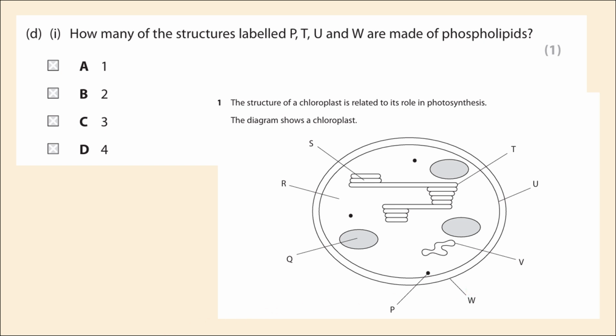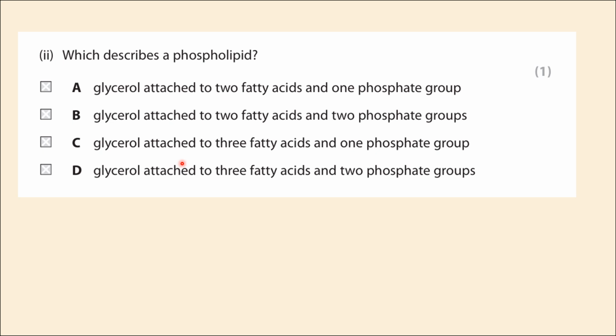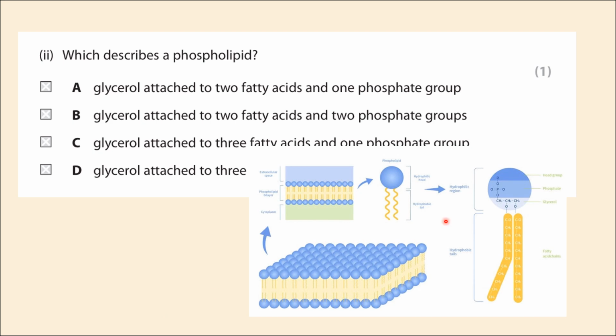So answer C here. And the final question, it's actually related to the IAS topic, but it's very simple, which describes a phospholipid. If you can remember the structure of phospholipids, they have 1 glycerol molecule and 2 fatty acids, and they differ from other lipid molecules. They contain 1 phosphate group instead of 1 fatty acid. So the answer is A. Glycerol attached to 2 fatty acids and 1 phosphate group.